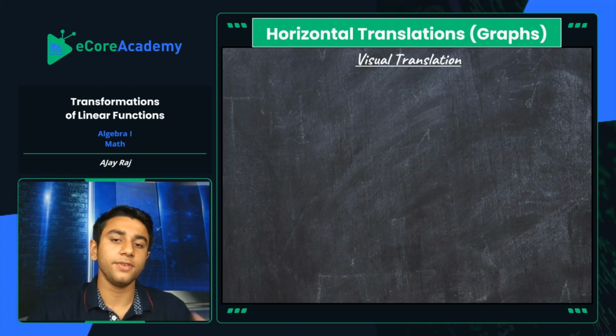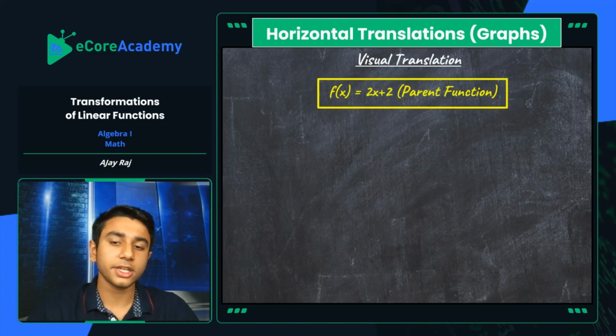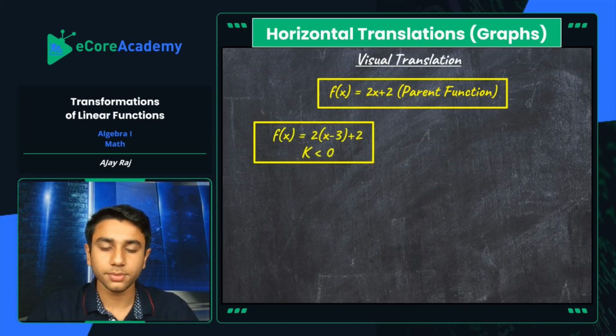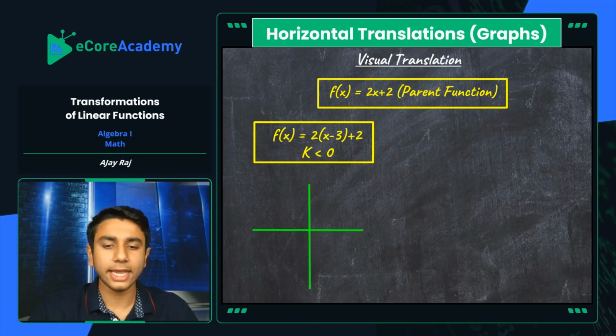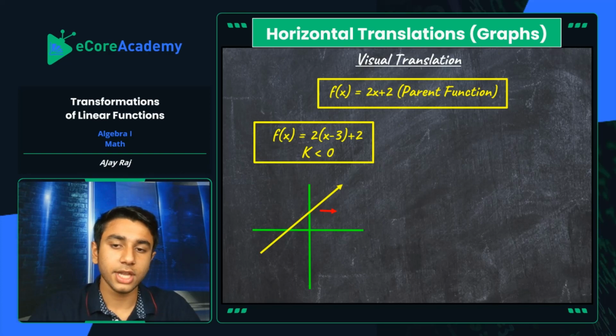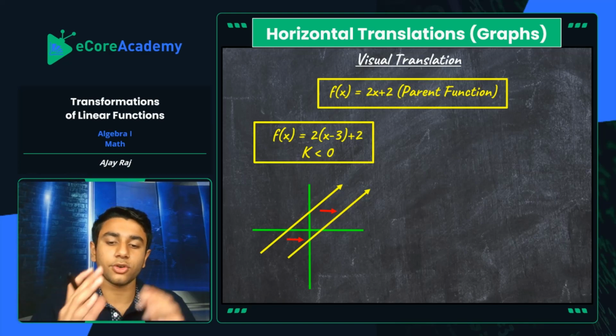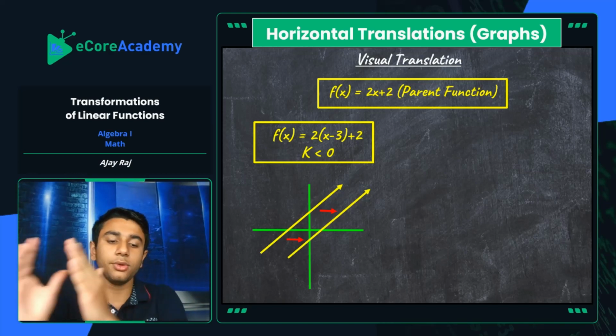So let's take a look at the visual translations, what these look like on a graph. f of x equals 2x plus 2 is our parent function. We're going to graph 2 times x minus 3, plus 2, when k is less than 0. In this case, we see that we have our original function, f of x equals 2x plus 2. We're going to be moving to the right 3 units, and that's our new graph. That's our graph just merely being pushed 3 units to the right.